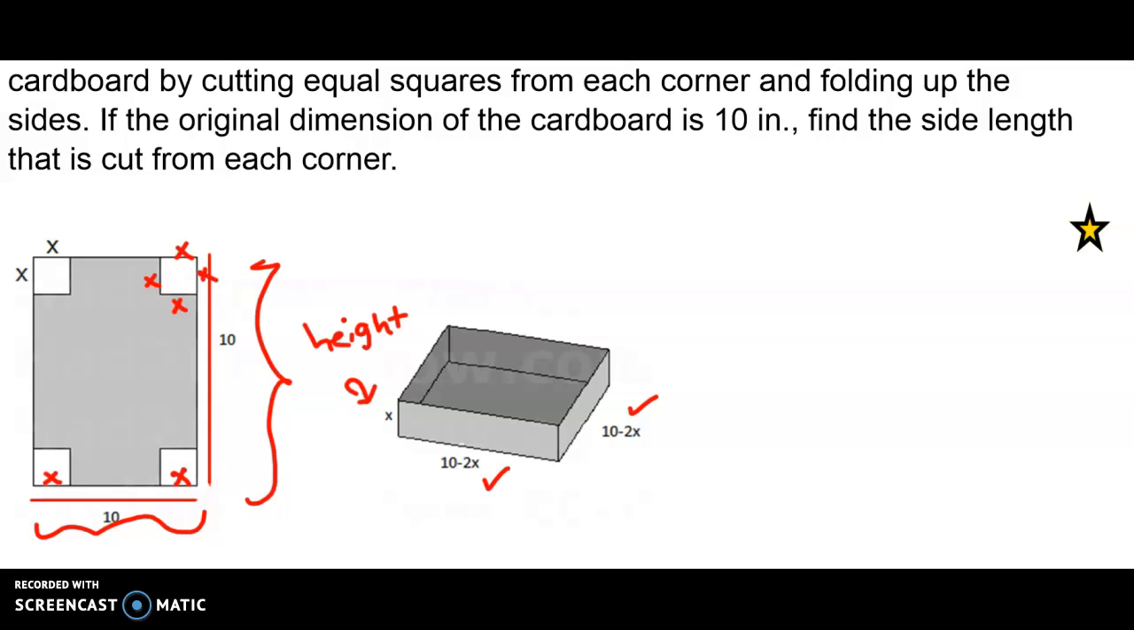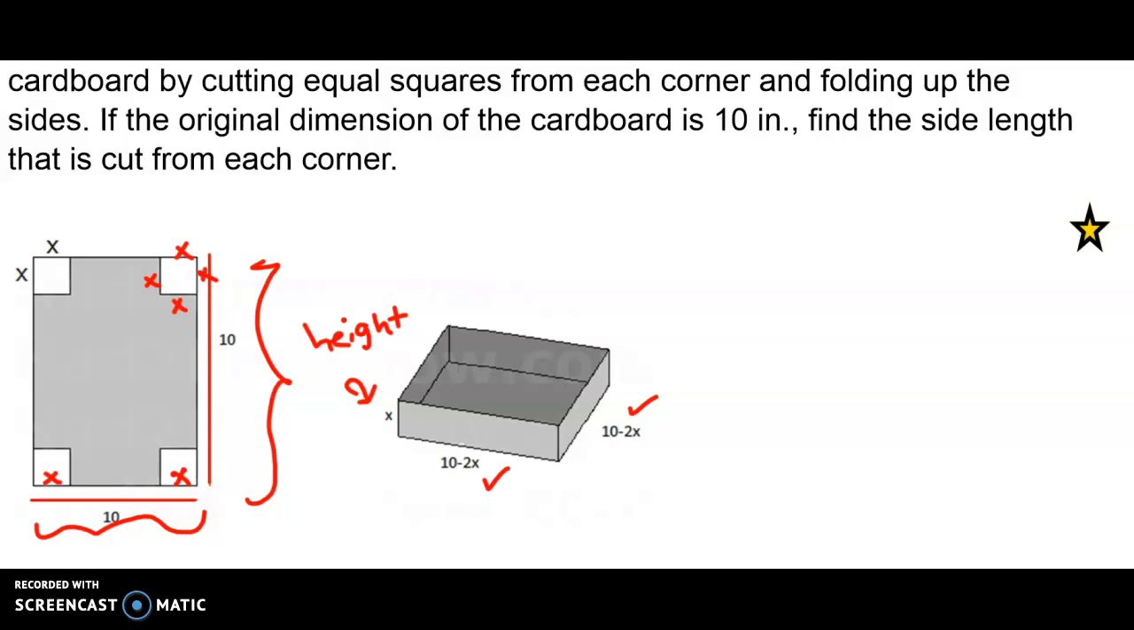Now you have to remember we're talking about length, width, and height, and we're talking about volume. So there's certain dimensions where length, width, and height would not make sense. It wouldn't make sense to have a height of 0 because then you wouldn't have the box. It wouldn't make sense to have a length and width negative. So we know we have to have a positive value.